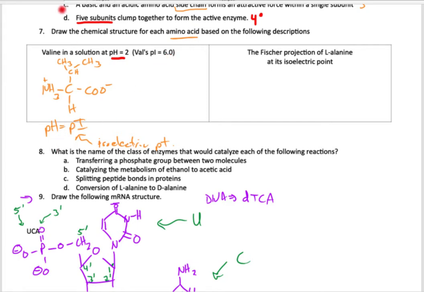Right, because let's see, this pH here would be a pH of 6.0, again just as a Zwitterion. So if I go from a pH of 6 to a pH of 2, what I'm doing is adding protons. I'm making the solution more acidic.